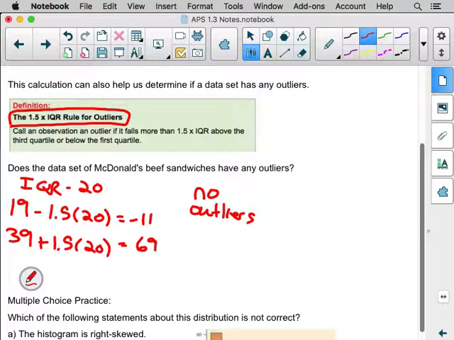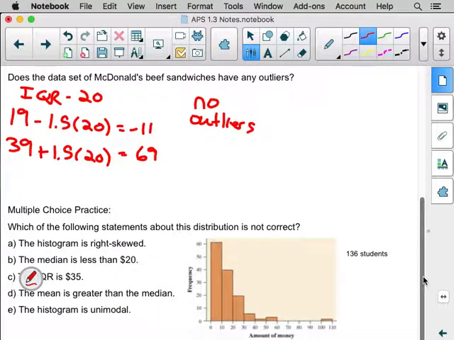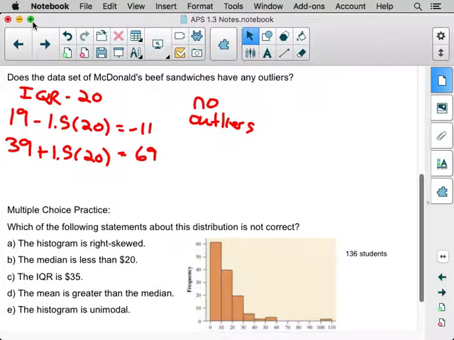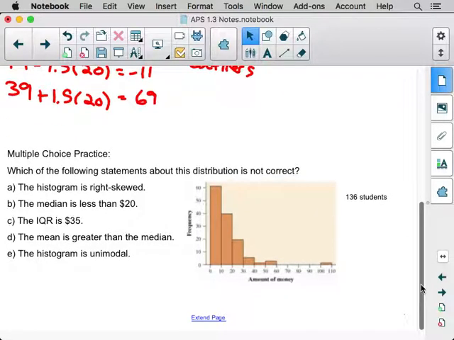What this rule does is it sets a window of reasonability. Anything within here is considered reasonable. Anything outside of this range of values, anything beyond the negative 11 or beyond the 69, would be officially deemed an outlier in the data. So again, this one just doesn't have any that we have to worry about. Pretty easy rule, it just takes a little bit of mastery to remember precisely what those calculations are. So let's jump into the multiple choice, get through that, and then we'll get to today's stuff.